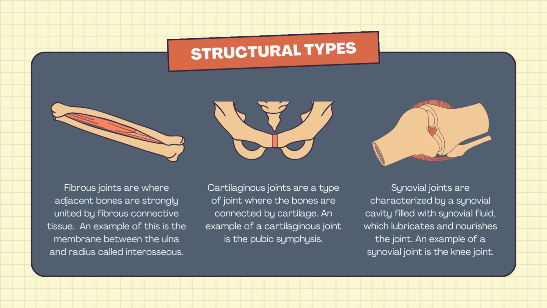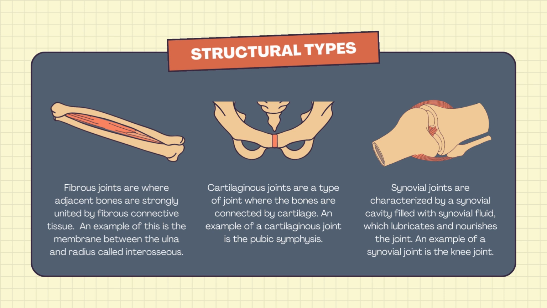Lastly, we have synovial joints. These are the most common and most movable type of joints in our body. They have a fluid-filled cavity that allows a wide range of movements. Examples include the shoulder and knee joints.